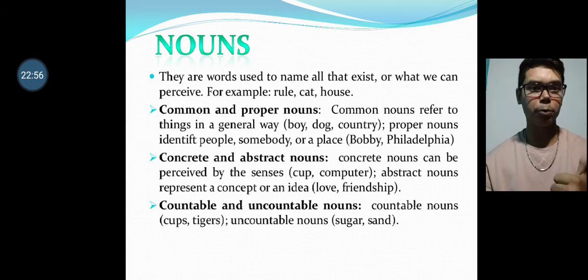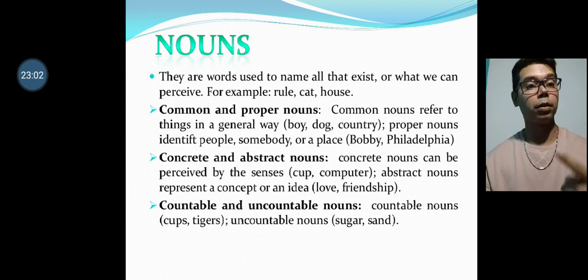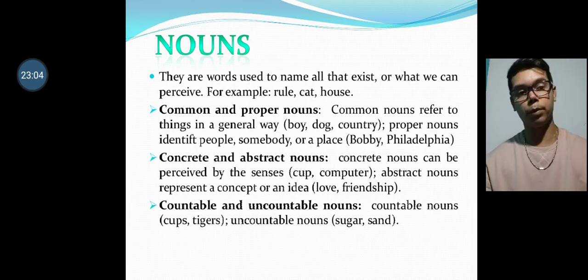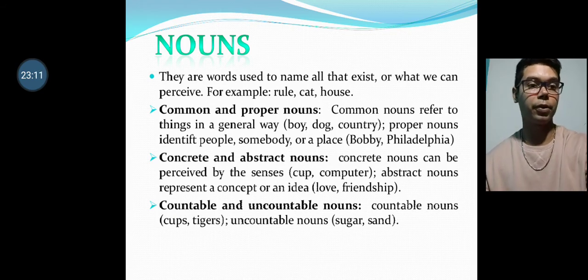For example, we have the word cat, tenemos la palabra cat. That is a common noun, okay, un nombre común. There is a concrete noun, okay, porque es algo que puedo percibir fácilmente con los sentidos. And we also have the countable noun because we can count cats, okay.